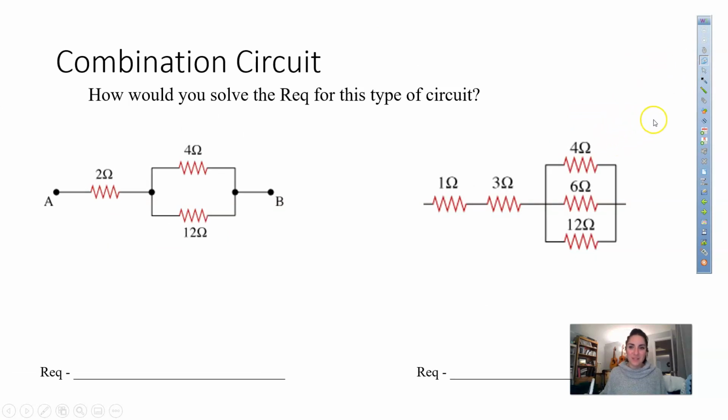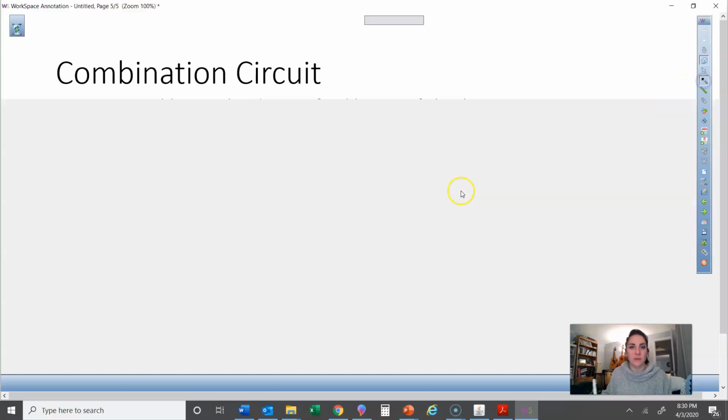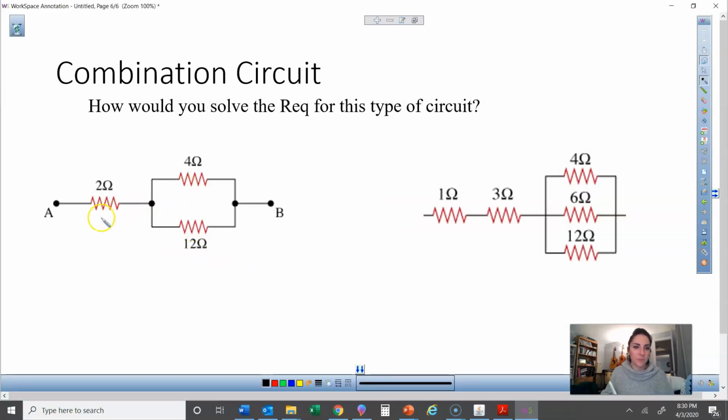Okay. Ooh, these are fun. Combo circuits. So how do you solve something like this? Well, you have to start from the inside and work your way out. See how there's a parallel within a series? We're going to start by squishing the parallel first and then rewriting it into a series. So I'll take these two, isolate them, and pretend that this is the only one I'm worrying about.